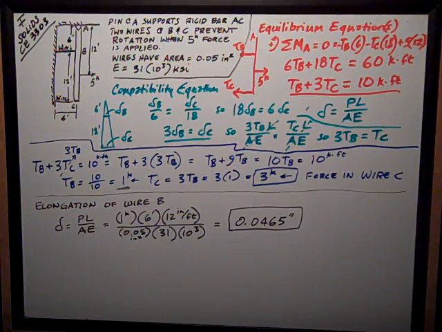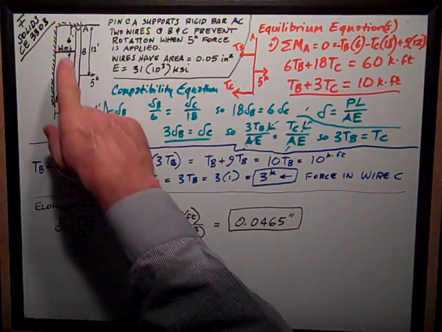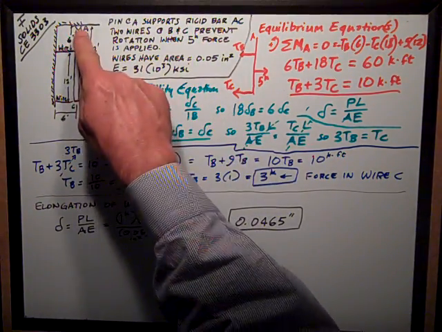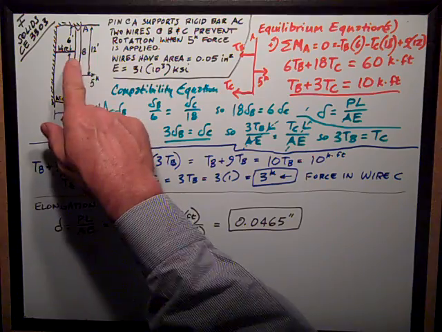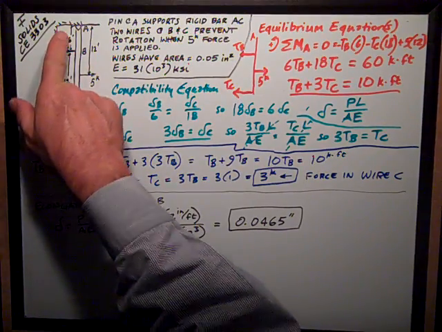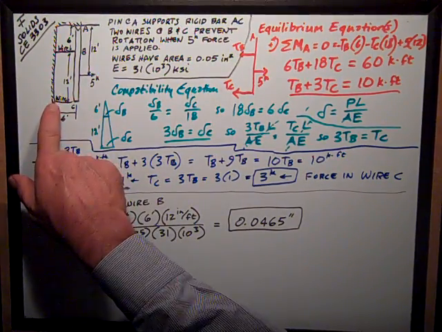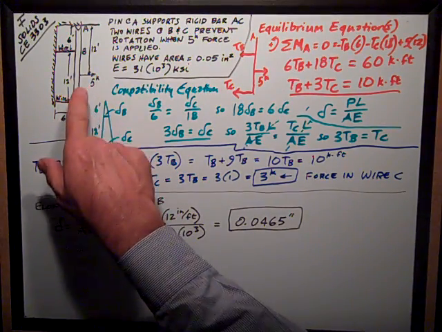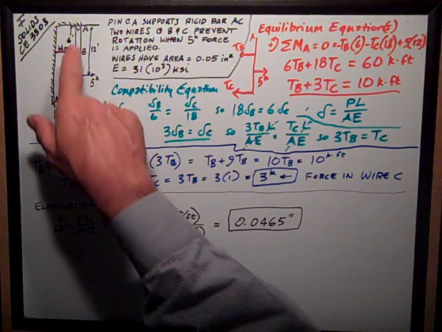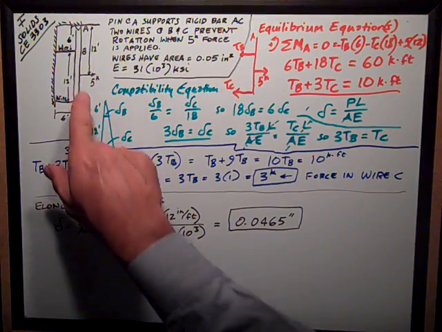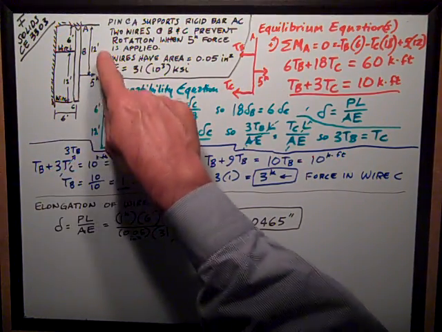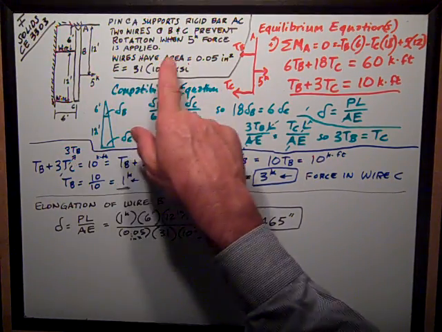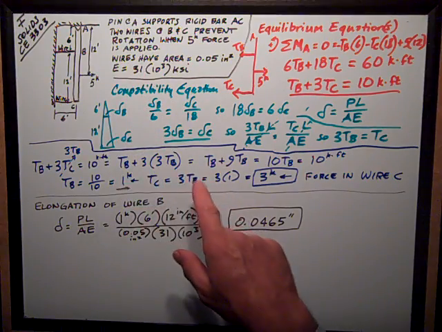deformation problem. What we have is a rigid bar supported at pin A up here at the top with two wires attached at this point 6 feet down and 12 feet down further from that, points B and C, and they prevent rotation about the pin at A when the 5 kip force that's 12 feet down from the top from pin A is applied.